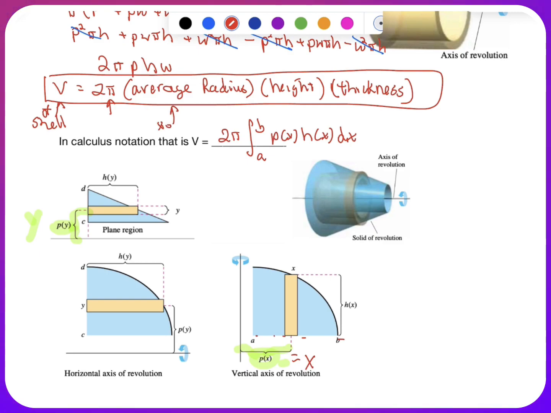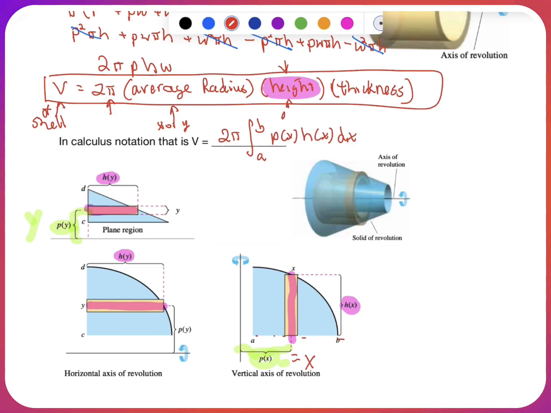But it'll change based on which axis you're revolving around. Okay, next thing we need to do is figure out how do we find h of x? Well, height is the length of your representative rectangle. So that's going to be this. This is what h of y, when it's the representative rectangle's horizontal, would look like. And then on the bottom graph, this is what h of x is. That's the height of the representative rectangle. So that's what you put in this blank.